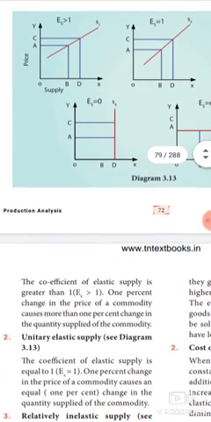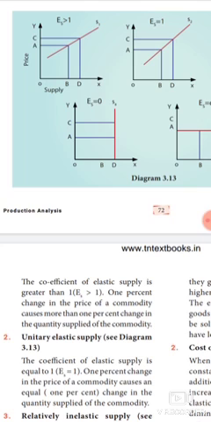First diagram பாருங்க, relatively elastic supply. அதாவது E is greater than 1. The coefficient of elasticity of supply is greater than 1. 1 விட அதிகமாக இருக்குது elasticity of supply. That represents relatively elastic supply. 1% change in the price of the commodity causes more than 1% change in the quantity supplied. That is called relatively elastic supply.